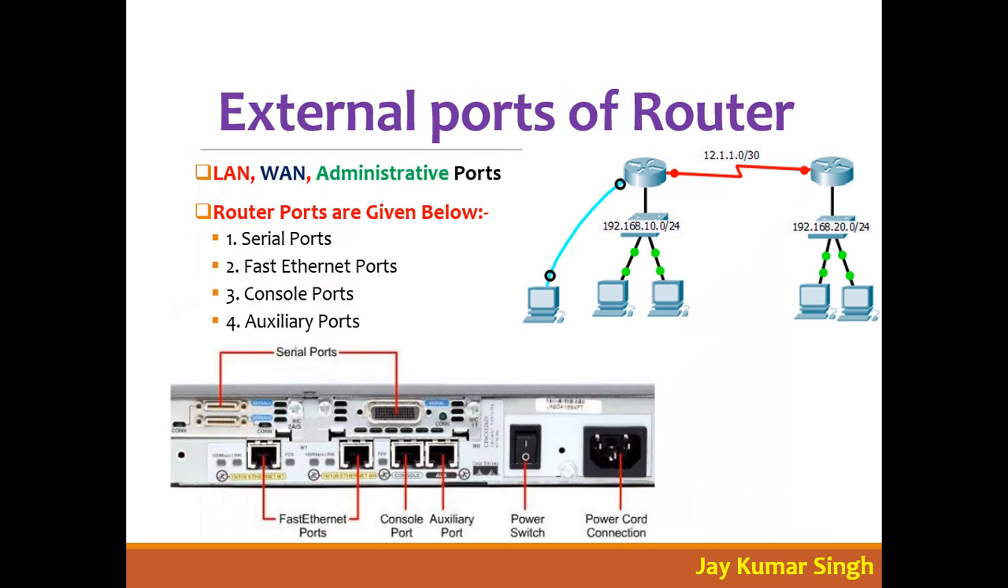Now, the router has some ports, and we have to know about the router ports because we have to configure the router. If you understand the ports well, we can configure the routers. A router will have LAN ports, WAN ports and some administrative ports to manage the router, the management port. The router ports are given below: serial port, fast Ethernet port, console port, and auxiliary port.